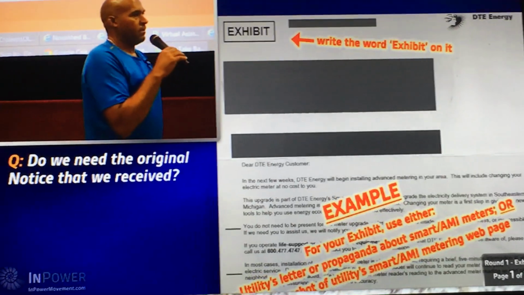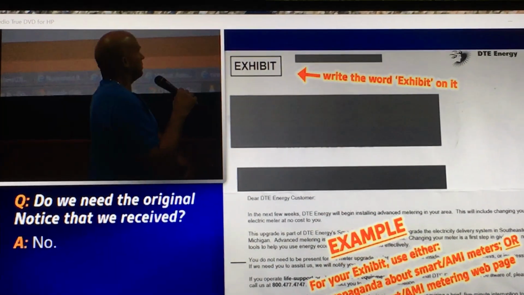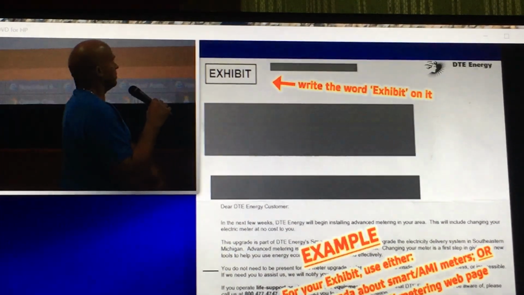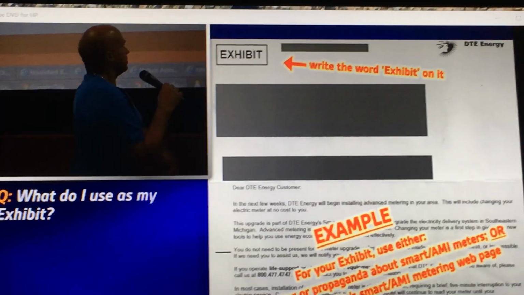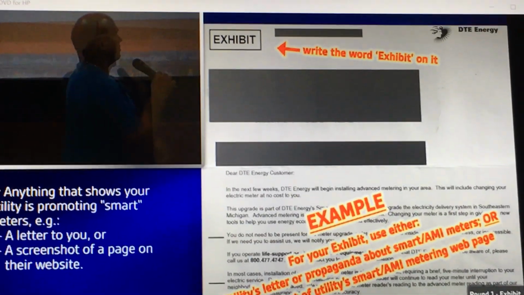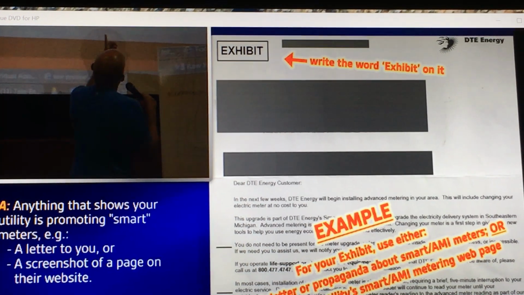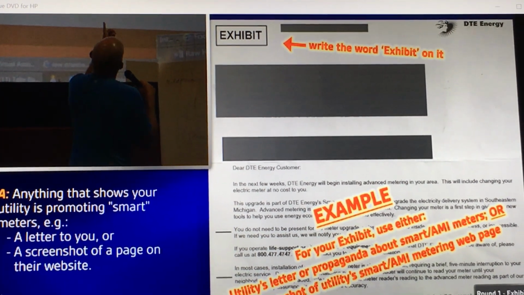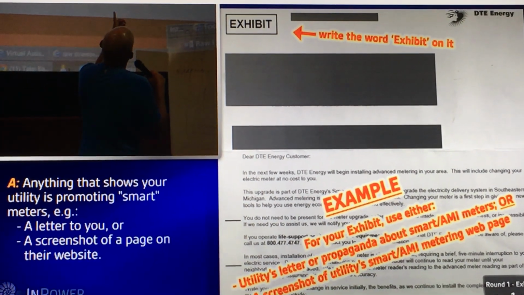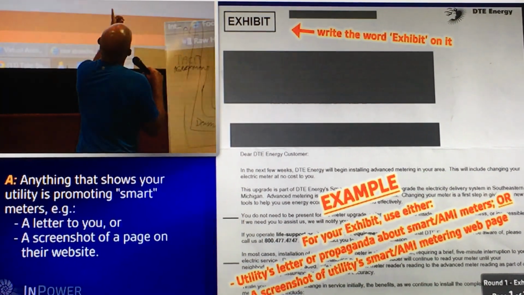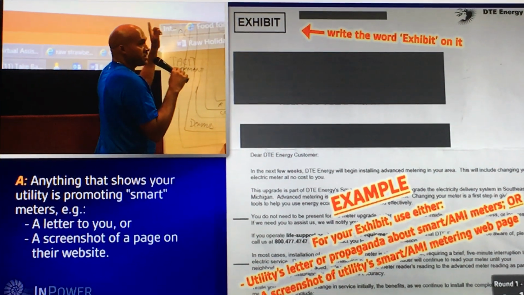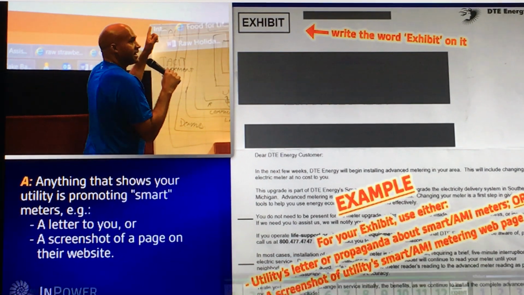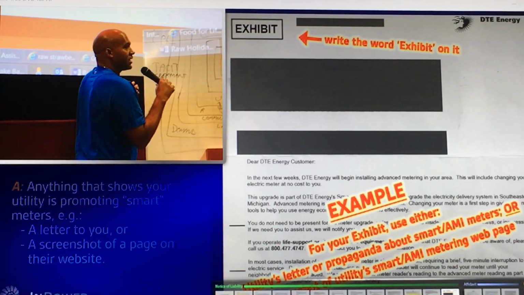Do we need the original that we received? No. Okay, so you may be wondering, what do I use as my exhibit? You can use anything that shows your utility is promoting smart meters, whether it's a letter to you personally or a page from their website about smart meters. So there's the offer that starts this contract. They can't get out of it because they started it, okay?